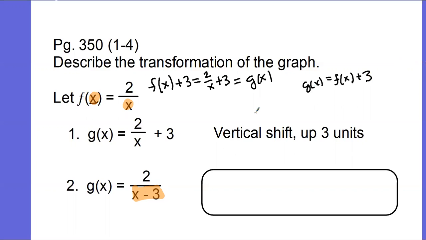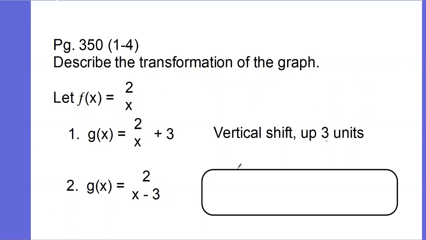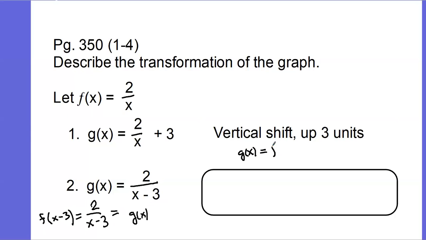So notice I can't just add 3 on the outside or subtract 3 on the outside. That would give me 2 over x minus 3. But I want the x minus 3 to be down here in the denominator. So all I need to do is evaluate my function, f of x. Whoops. I want to evaluate it at x minus 3. I just lost a lot of my notations there. So do f of x minus 3, and that will equal 2 over x minus 3, which is g of x. So g of x is equal to f of x minus 3.